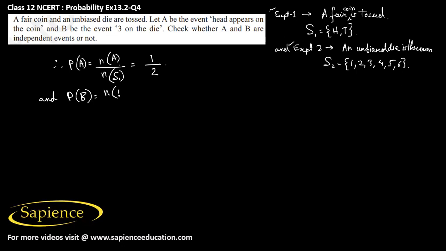Similarly, for the event B, the probability of the event B is the number of outcomes in the event B divided by the number of outcomes in the sample space S2. In B, the event is that 3 appears on the die. So that would be 1 by 6.